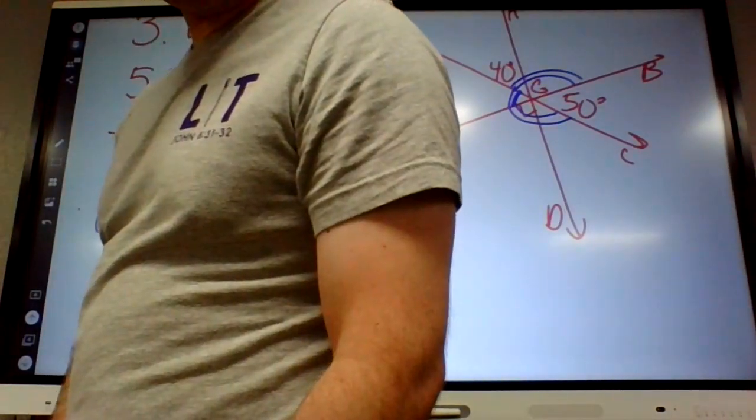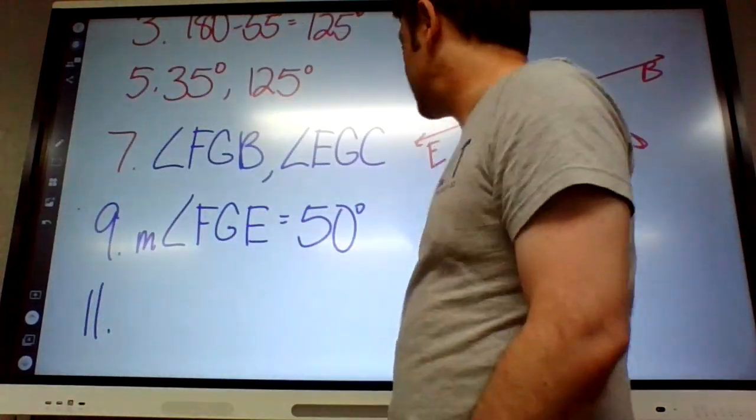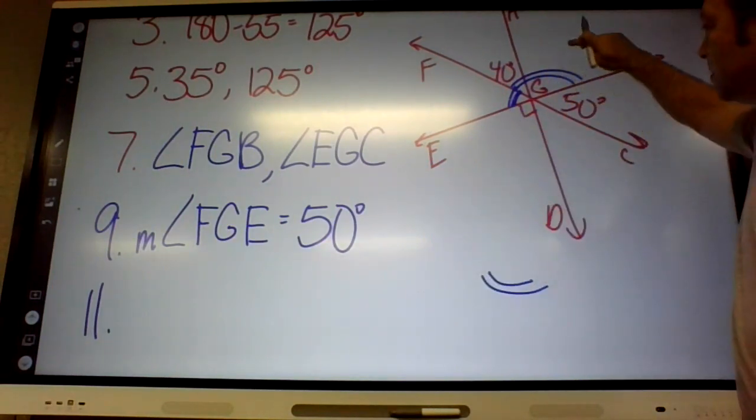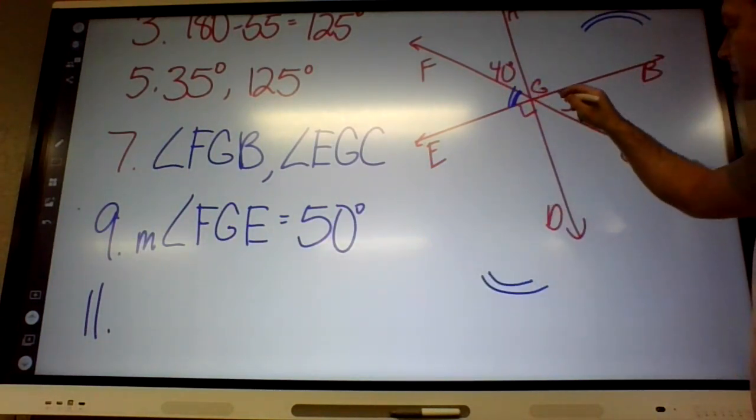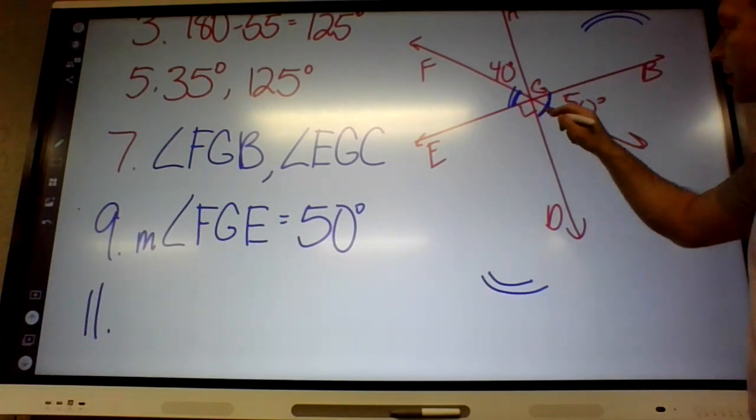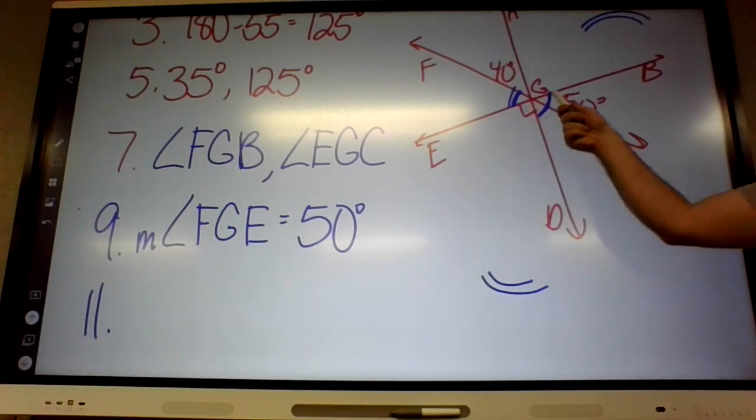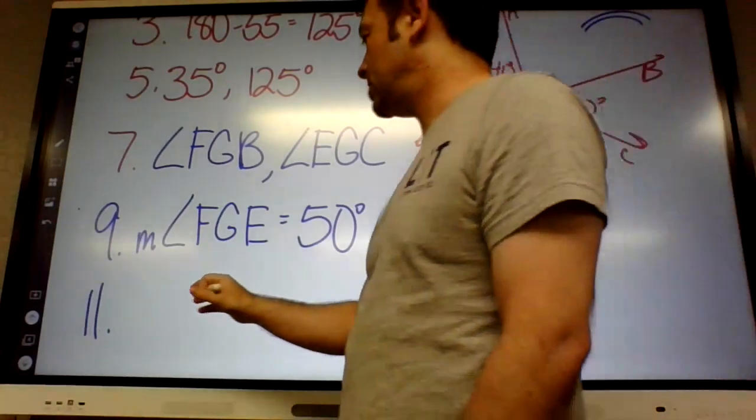Number 11, measure of angle BGD. So right there, what would that have to be? 90. 90 and 90 make 180, so it has to be a 90.